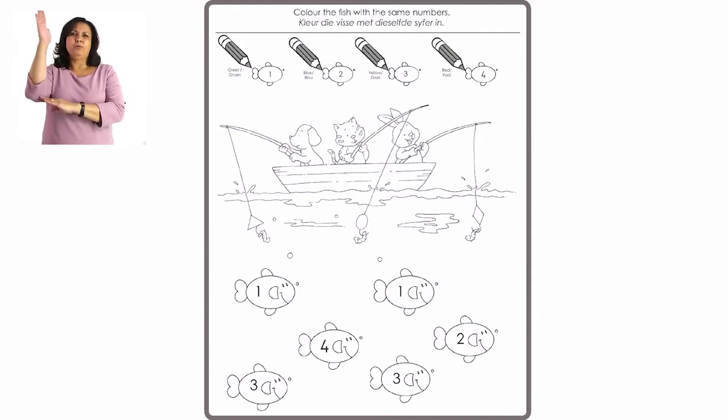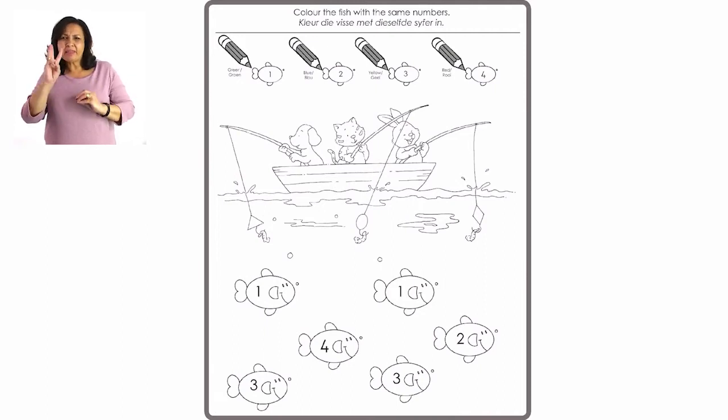Now, let's move on to number 3. Find all the fishes with number 3 and make them a lovely yellow color. Let's remember that a banana is yellow, a starfruit is yellow, the sun is also yellow. Let's move on to number 4. Find all the fishes with number 4 in it and color them red. Remember we said a cherry is a lovely red, and remember we have a red apple also.